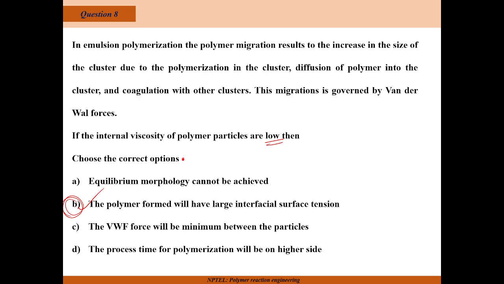Equilibration of morphology, I have a doubt in this one. So let us fix this question. I have prepared a similar question, so from that we will be able to get a better conclusion. But according to the assignment question provided for the last run of this course, the prescribed answer is option B. I think this one is true, and the process time of polymerization would be on a very high side. Yes, that can also be true.